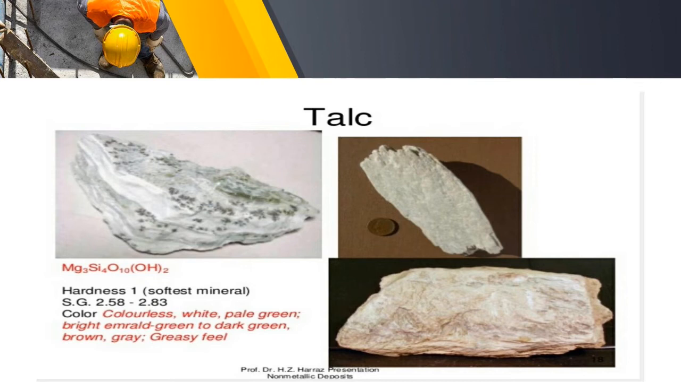So, ang chemical properties niya is Mg3, o magnesium. Meron siyang silicon na may subscript ng 4, oxygen na subscript na 10, at hydroxide na meron siyang subscript na 2. So, ang color ng talc is colorless. Ayun, nakikita nyo naman. Colorless, white, pale green, bright emerald green to dark green, brown, gray, and greasy feel.